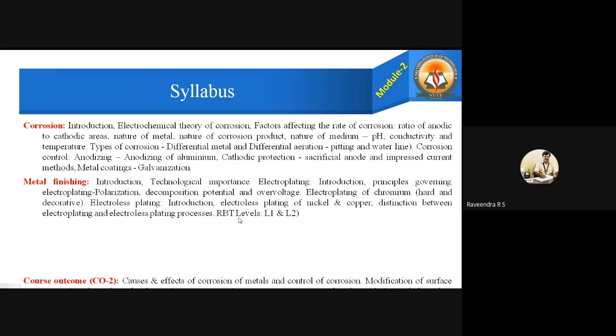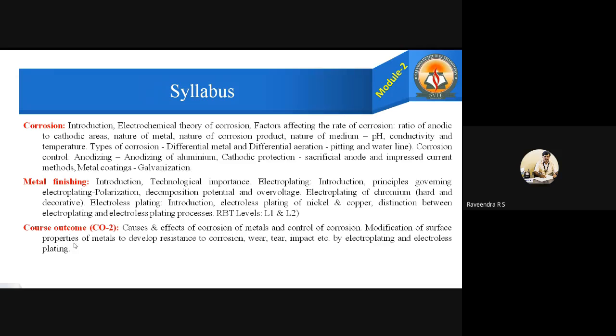Then we have CO, that is course outcomes 2. So in this, after the module number 2, we'll have the causes and the effects of corrosion of metals and control of corrosion, modifications of surface properties of metals to develop resistance to corrosion, wear and tear impact, etc. by electroplating and electroless plating. This is what we are going to learn after thoroughly preparing for the module number 2. That is called course outcomes 2.